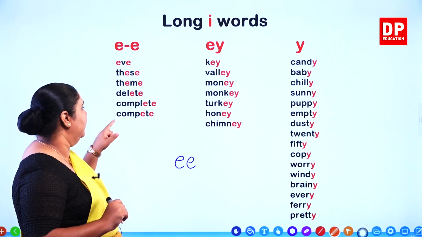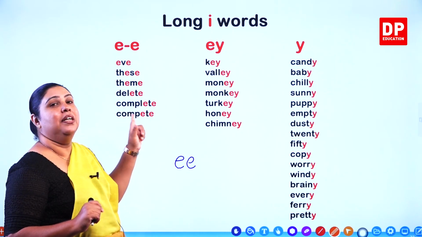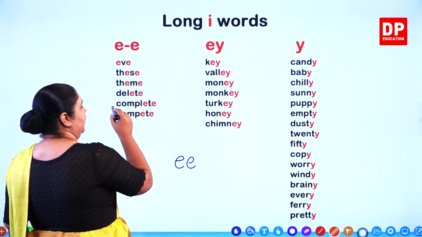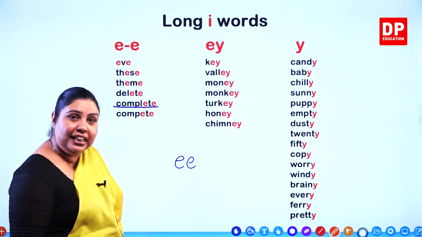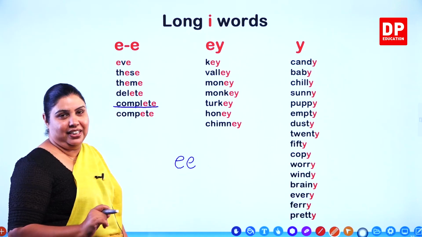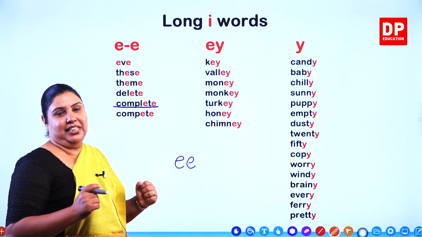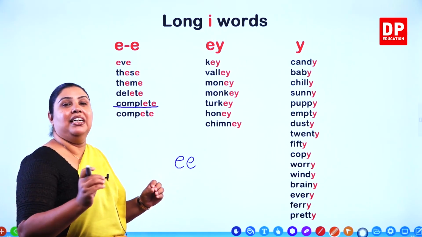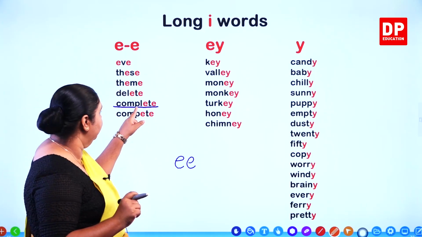Complete. And then another word, compete. Compete. What is the meaning of the word complete? Complete කියලා කියන්නේ මොකද්ද පුතේ? Complete කියලා කියන්නේ සම්පූර්ණ කරනවා. Complete the sentence. Complete your writing. Complete කරනවා කියන්නේ ඉවර කරනවා. සම්පූර්ණ කරනවා. Complete. L අකුරක් මෙතන තියෙනවා.